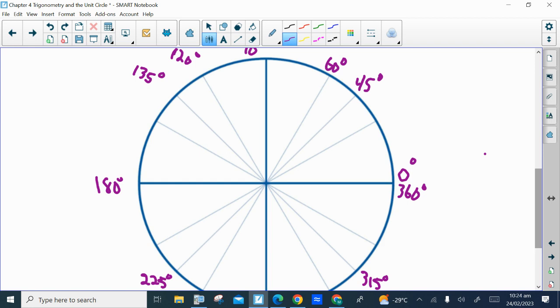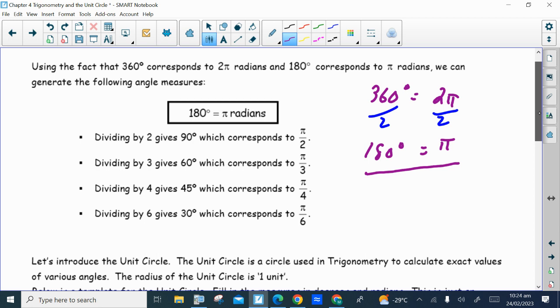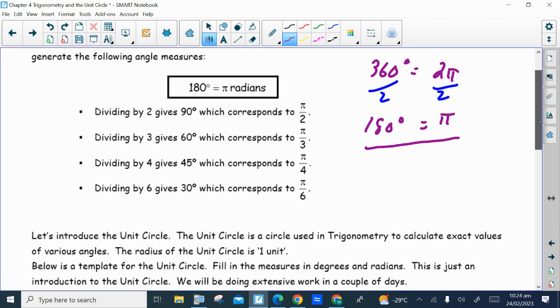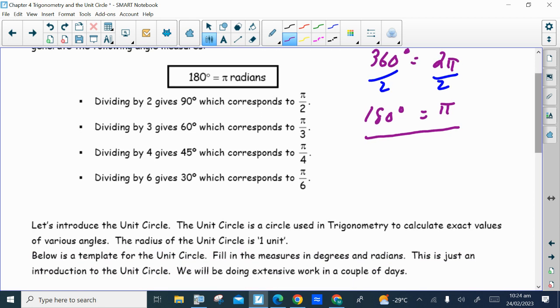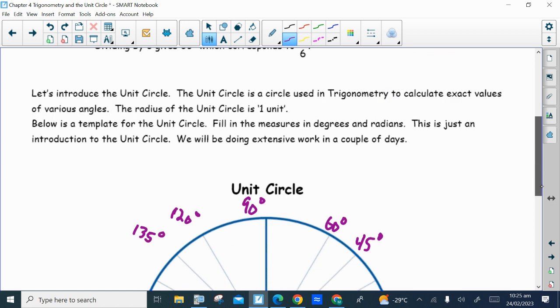And the reason we're using these angles is because of what we have above. 90 degrees corresponds to pi on 2 radians. 60 degrees corresponds to pi on 3 radians. 45 degrees corresponds to pi on 4 radians. So that's why I went around in terms of 90, in terms of 45, in terms of 60. The last one is 30 degrees. That corresponds to pi on 6 radians.